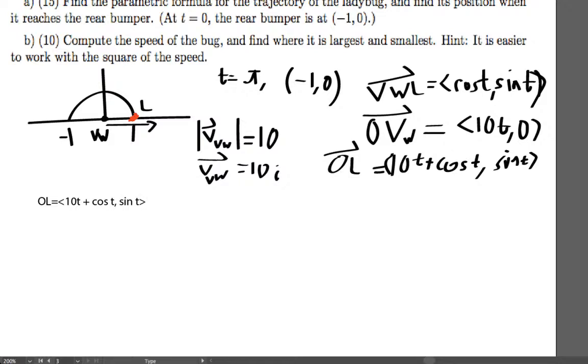Find this position. Okay, we figured this out, but we want to find at what position it is at the rear bumper. According to my parametric equation, when t is pi, it should be at the end. So when you do this, 10 pi here.